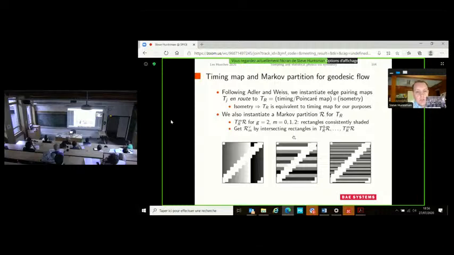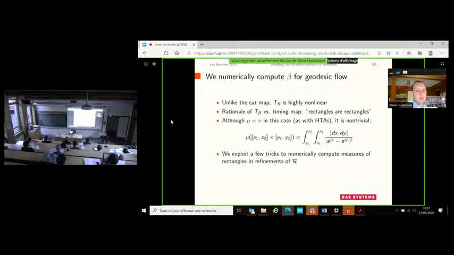Using some work by Adler and Weiss, you can explicitly form a Markov partition for a map that's isometric to it, and you can push it forward and get refinements, and here's what happens. You can numerically compute this beta. The mixing time doesn't depend on the genus. It's effectively constant, so we can more or less ignore it. And you can just do this integral to get the measure of a rectangle, and do some numerics to help you deal with the size of things.